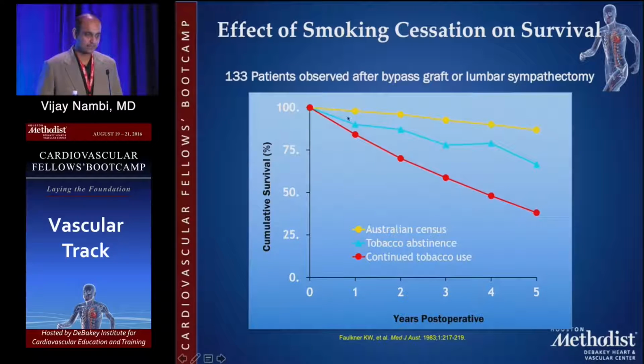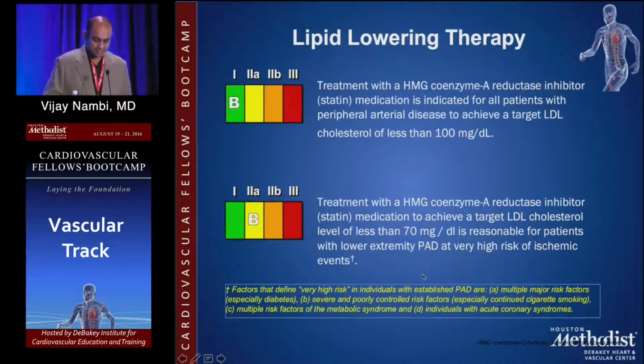Now, if you look at this study, which looked at the effect of smoking cessation on survival. These were 133 patients observed after a bypass graft or a lumbar sympathectomy. And you can see this is the natural survival of the population. This was done in Australia. You can see people who quit smoking and people who continued smoking. Clearly the ones who continued smoking did the worst. There are several studies showing that it's bad. This is just one of them showing the importance of that.